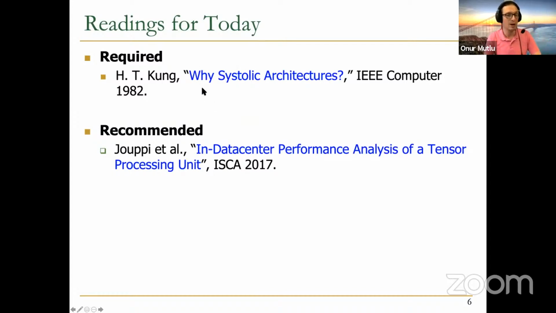I'm going to cover the Why Systolic Architectures paper by H.T. Kung, which is a beautiful seminal paper. And there's a more recent systolic array paper that talks about Google's tensor processing unit, which is at the core a systolic array architecture. If you remember from lecture 1, I mentioned that you're going to learn about it in lecture 19 or so, and today is lecture 19. So we're going to talk about Google's TPU as well, which is based on the systolic array principles.